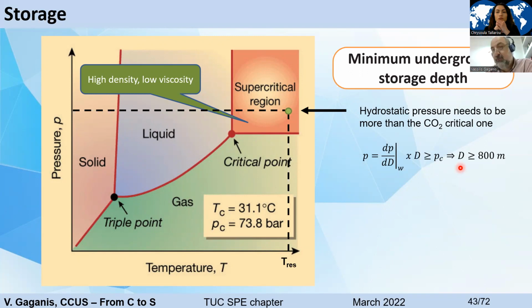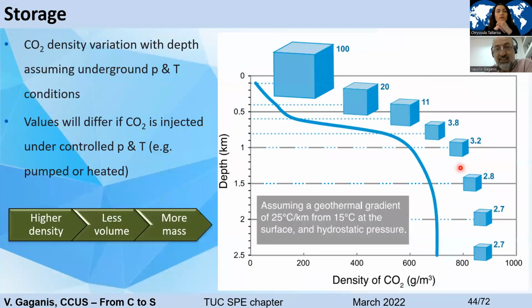Of course, for safety purposes, one does not rely on this number, but we go even deeper just to be sure about that. Now, let me insist a little bit on the density issue. We all know that gases are highly compressible, which means that if we increase the pressure, their volume goes drastically down. At the same time, if we increase the temperature, their volume goes up as well. So we have a contradicting effect between pressure and temperature.